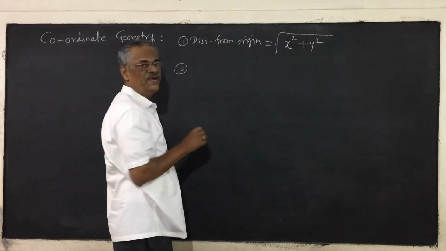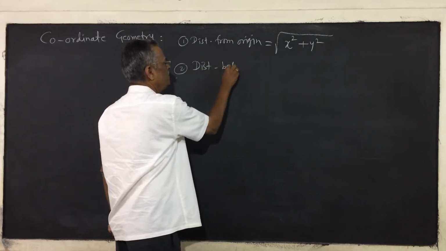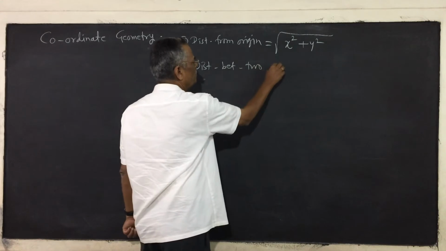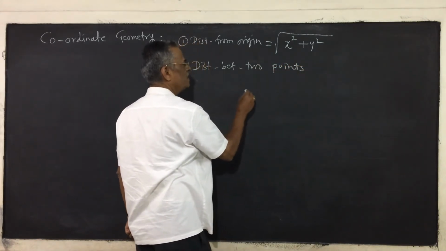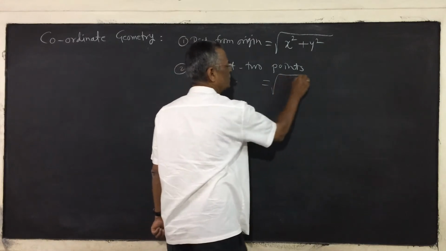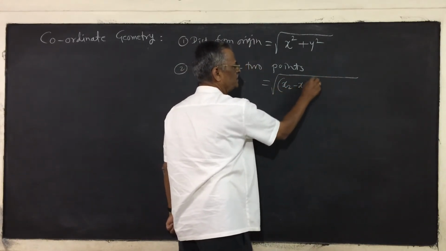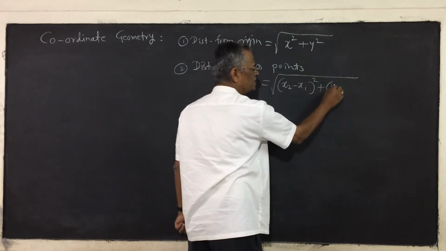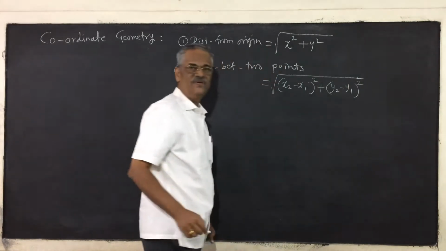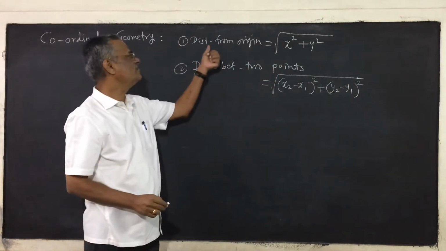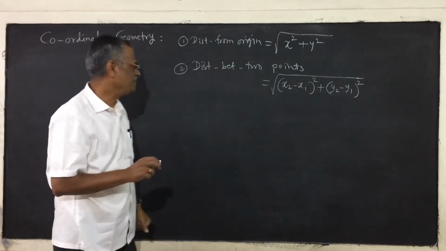And what is the another formula? Distance between 2 points. When the coordinates are given, what is that distance formula there? Under root x2 minus x1 bracket square plus y2 minus y1 bracket square. Today let us see how to find out distance of given point from the origin.